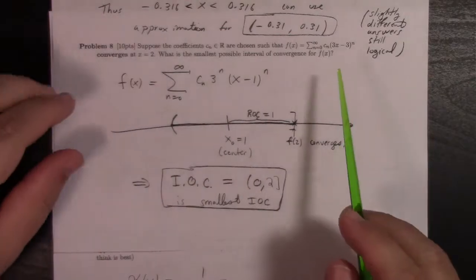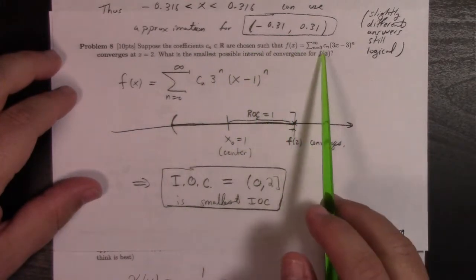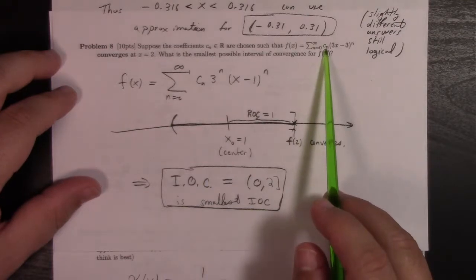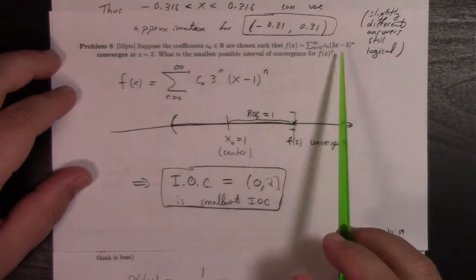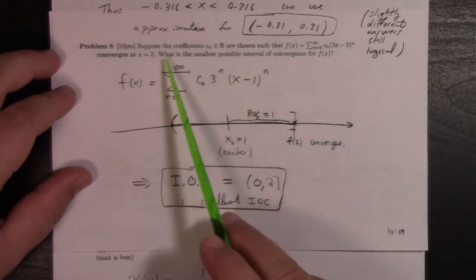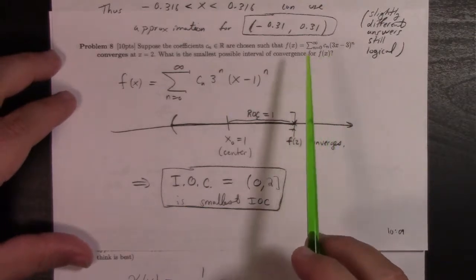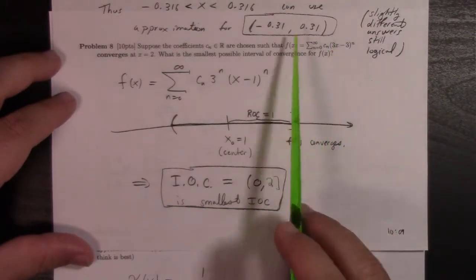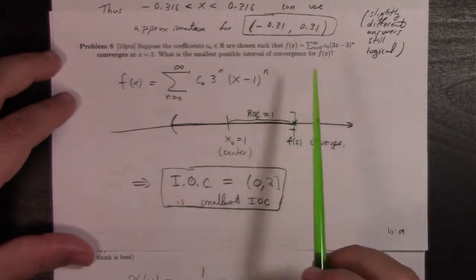Here we go. You've got this series, and you're given the coefficients c_n. Actually, you're not given them. They exist. They're abstract, though. But you're told that this converges at 2. All right? The question is, what's the smallest possible interval of convergence for f of x? All right. So notice that this f of x can be rewritten as the sum of c_n 3 to the n times x minus 1 to the n.